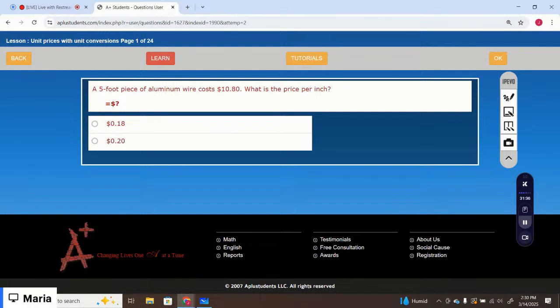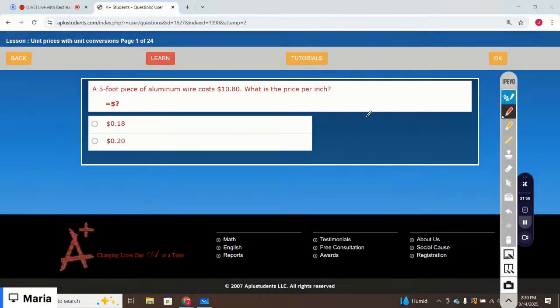A 5 foot piece of aluminium wire costs $10.80. What is the price per inch? So you are given the price in feet. You need to calculate the price per inch. So the first thing you have to do is convert from feet to inches. So 1 foot equals 12 inches. These are the basic units. You can note them down in your notebook.